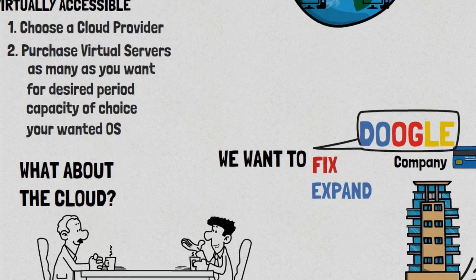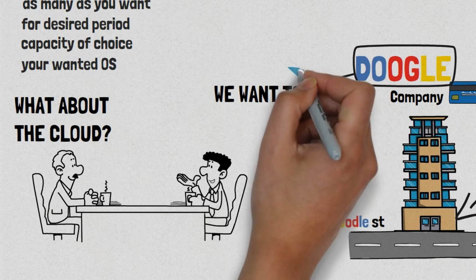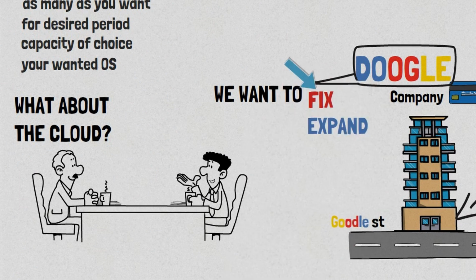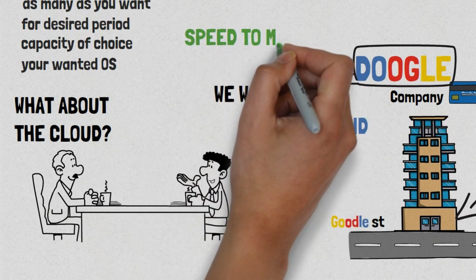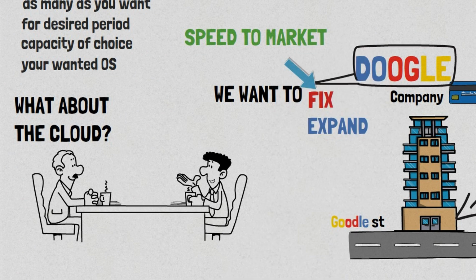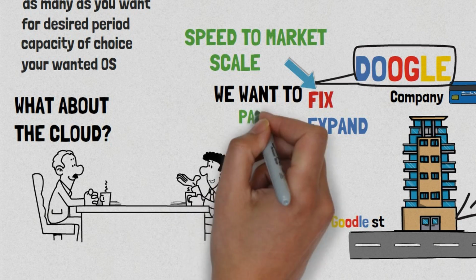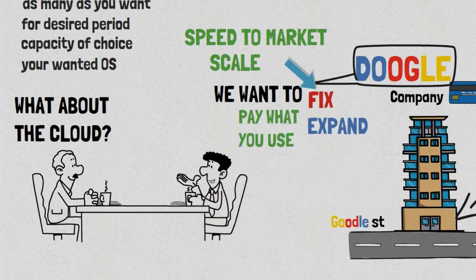So looking at the problem Dougal had this Black Friday, I think the cloud would really be able to help you increase your speed to the market, scale in a much faster and easier way, and even use the resources only for a period that you need, so you don't have to pay additional when you don't actually need it.